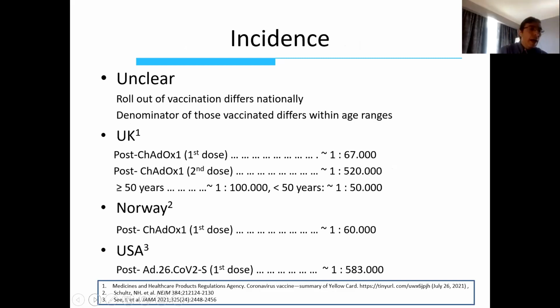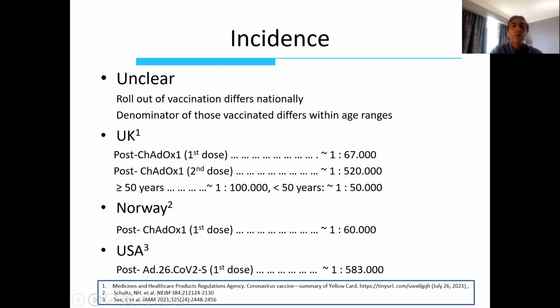The incidence, I'm afraid, if you pinch me down, I would have to continue to say is still unclear, but allow me to share some national database information with you. It is unclear because the rollout of the vaccination differs nationally. And secondly, the denominator of the types of vaccines to which different age groups would have been exposed also differs. So because of mainly those 2 points, we will be seeing slightly different numbers from different countries.